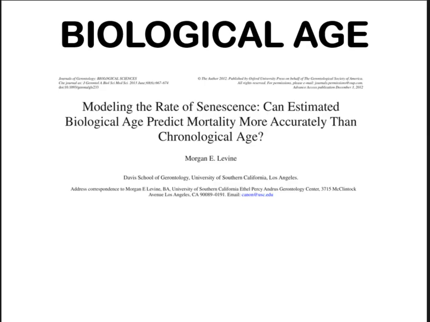So I started this work in my doctoral program at USC, when I did my first paper on creating one of these biological age measures. I'm not going to talk too much about that, but basically, you can take data from 10 different clinical biomarkers and create one of these biological age measures, and show that it is a better predictor of something like all-cause mortality compared to chronological age.